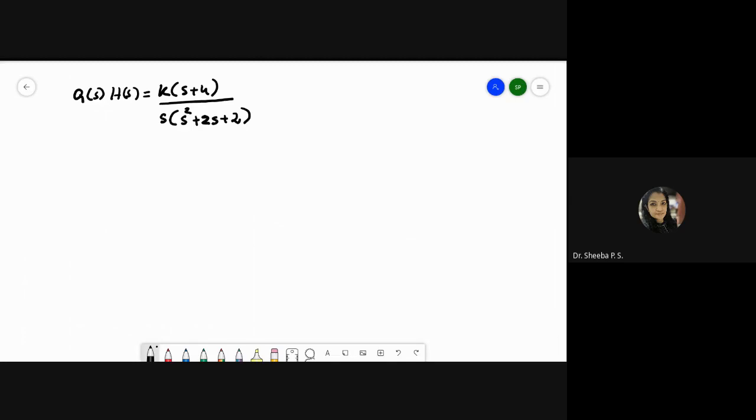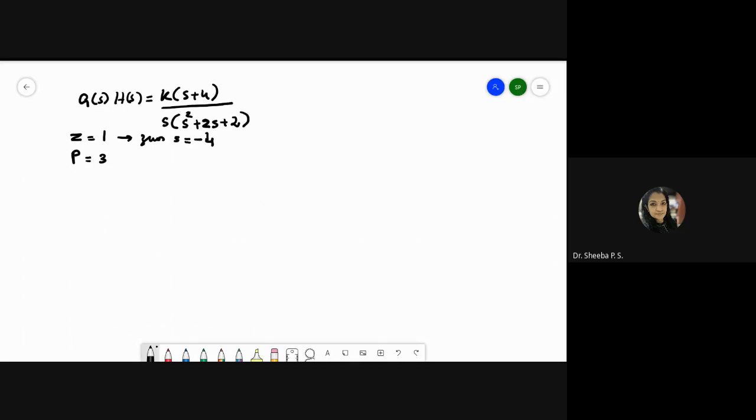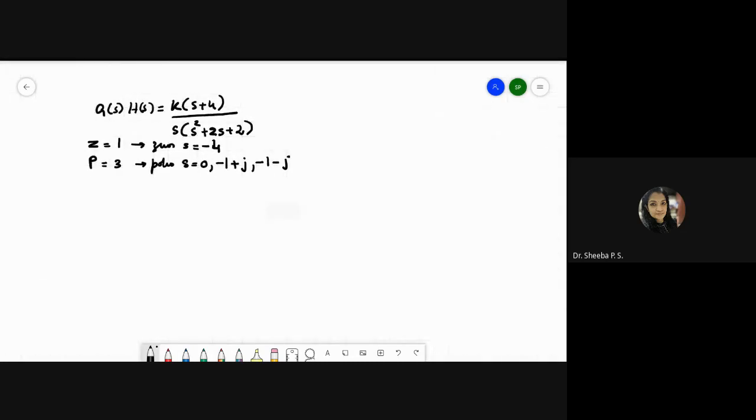Here we can see that there is one zero present in the transfer function and three poles. So we have z = 1, the number of zeros, and p = 3, the number of poles. For the zero we have s = -4, and for the poles we have s = 0, s = -1 + j, and s = -1 - j. So we have identified the poles and zeros for the transfer function.